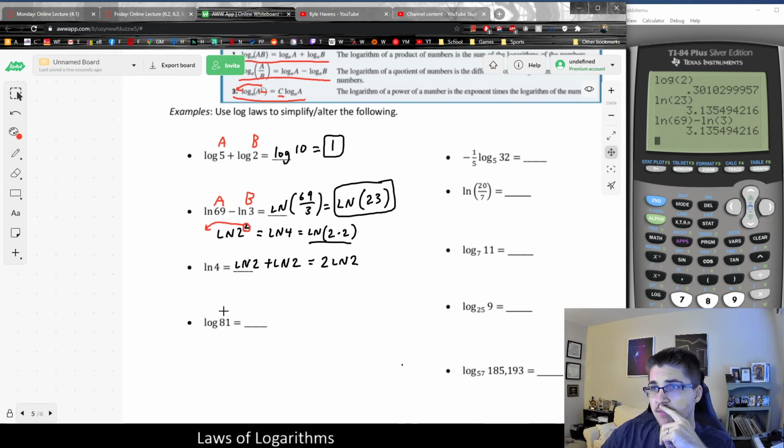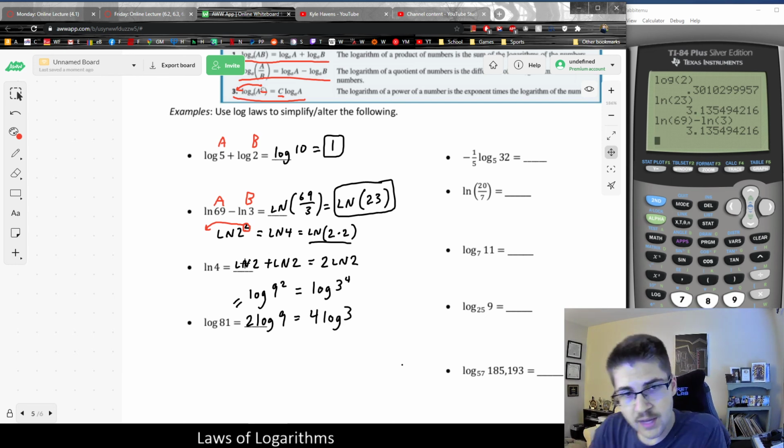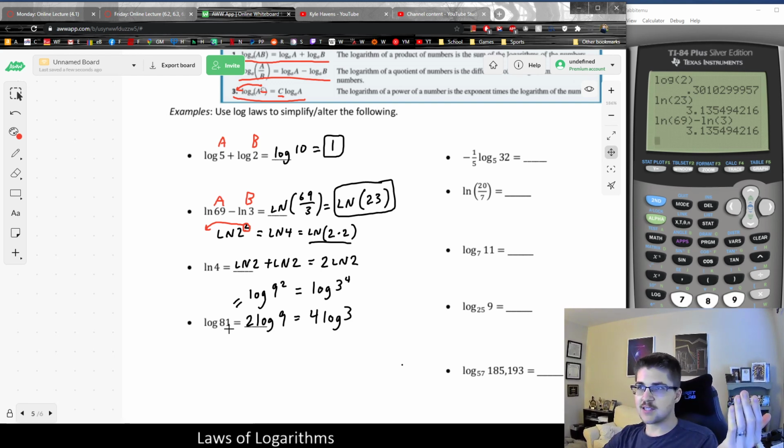Same thing with log of 81. I could write that as log of 9 squared, and that would leave me with 2 log 9 as an alternate way of writing it. But additionally, you could write 81 as 3 to the 4th power, because 9 is 3 squared, so I could think about it as 3 squared squared, so that should also be equal to 4 times the log of 3. Basically there are alternate forms of going about logarithms, and this is sort of like simplifying an expression.